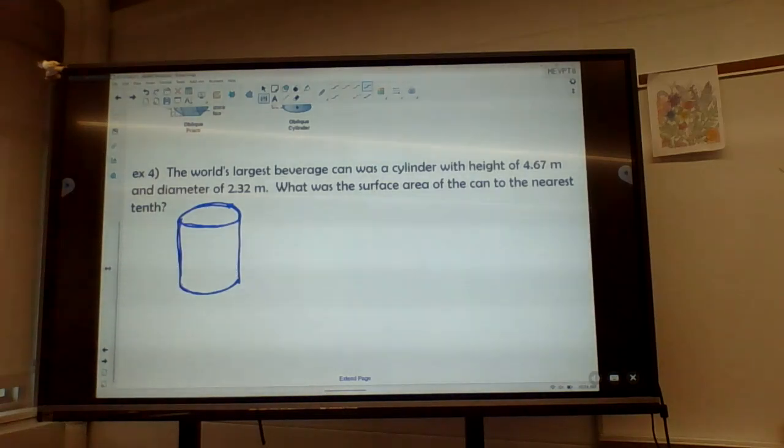The height of 4.67 meters would be the height of the can. Now meters, about 3 meters in a foot, so we're saying that it's over 12 feet tall. The diameter is 2.32 meters. That's all the way across. That's the diameter.